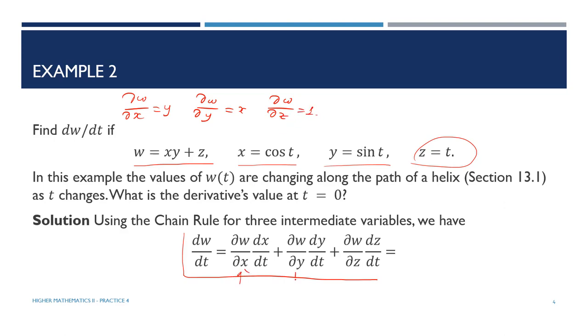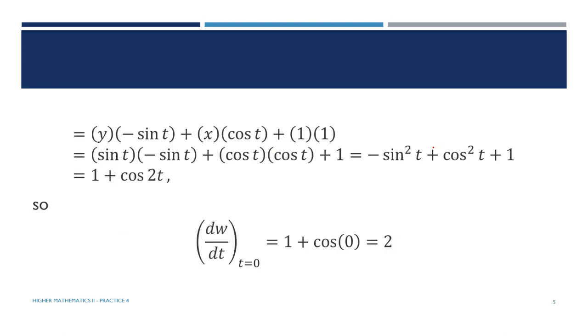I've just calculated all of the first terms, and the next ones, dx/dt, dy/dt, dz/dt, can be calculated using these formulas, because we already have x equals cosine of t, y equals sine of t, and of course z equals t. We'll calculate that at the end to get the exact value of that derivative at the point t equals 0. So we'll just calculate this, and we'll get the number 2.